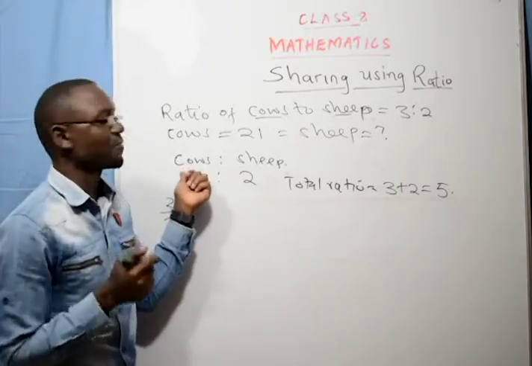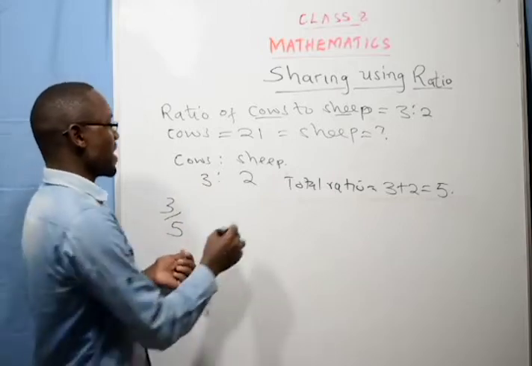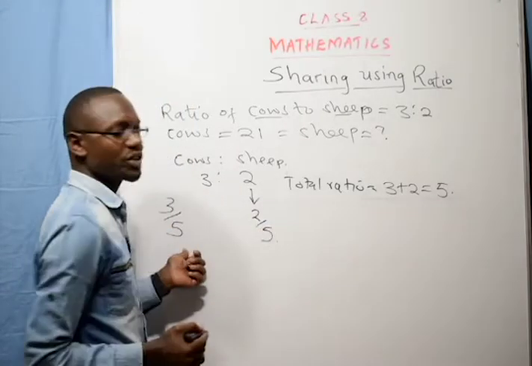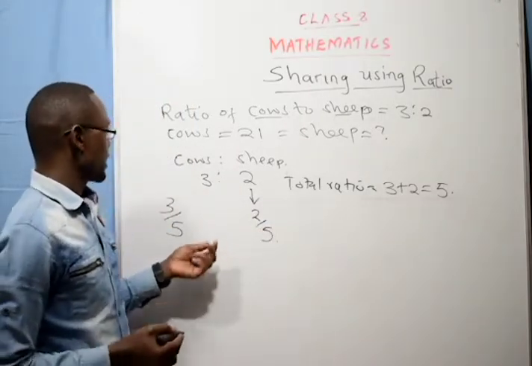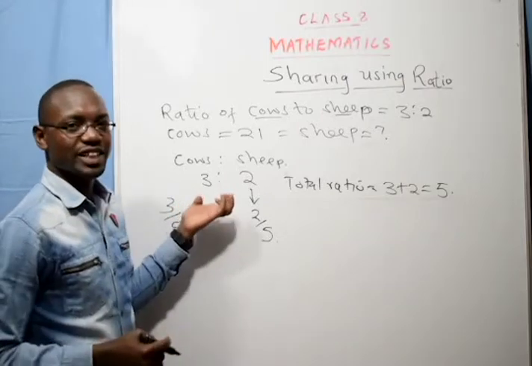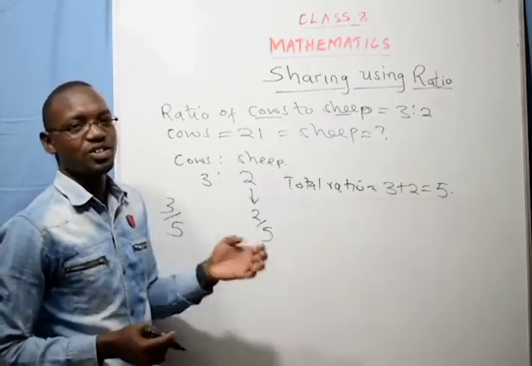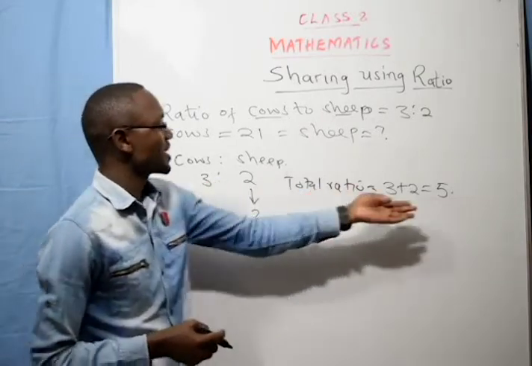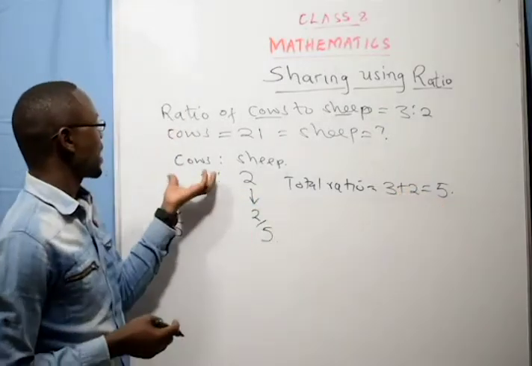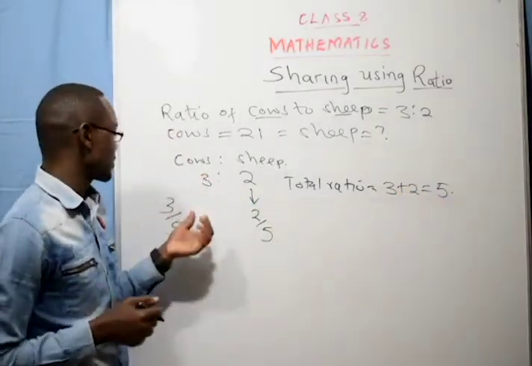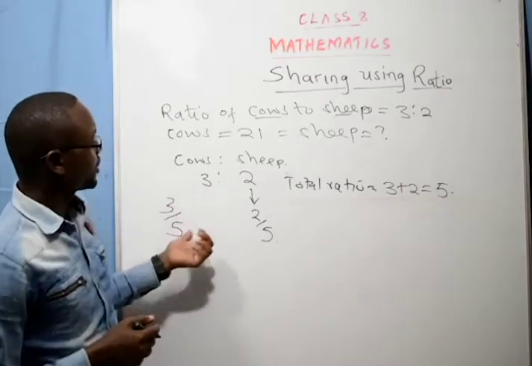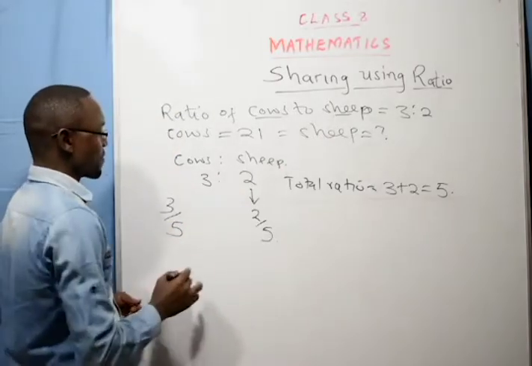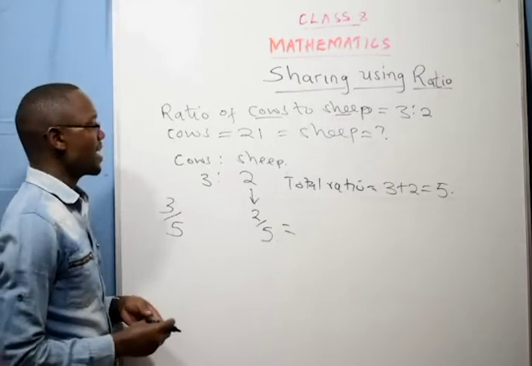That is the fraction. Express the number of cows as a fraction: 3/5. Then express the number of sheep as a fraction. It will be 2 over the total ratio, which is 2/5. Having expressed the ratios as fractions, we will not say 3/2 and 2/3. No, we take 3 over the total ratio. You add 2 plus 3, you get 5. So the fraction representing the number of cows is 3/5 and the fraction representing the number of sheep is 2/5.